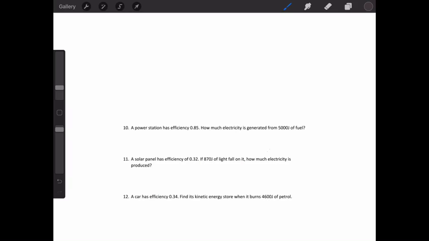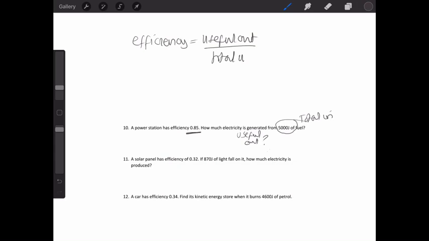So a power station has an efficiency of 0.85. We've been told the efficiency this time. We're being asked how much electricity is generated, so how much useful out energy if we have this much energy as the total in, 5,000 joules. So with our equation, efficiency is equal to the useful energy that comes out over the total energy that goes in.